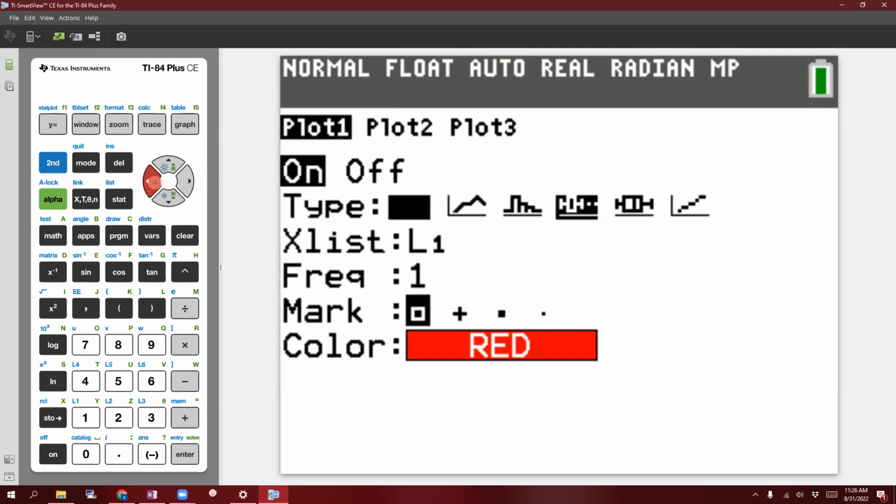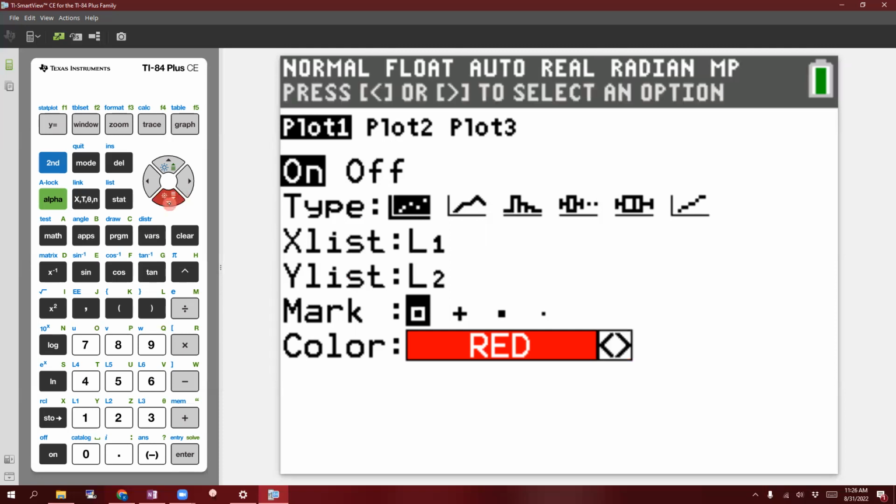So we're going to go back and we get here. It changes it to an X list and a Y list. My X list is in list 1, Y list is in list 2. If you needed to change those, you could scroll down and change them to whichever list you needed to. And then you can change the color. Yours may not have a color, so that may not be an option for you.